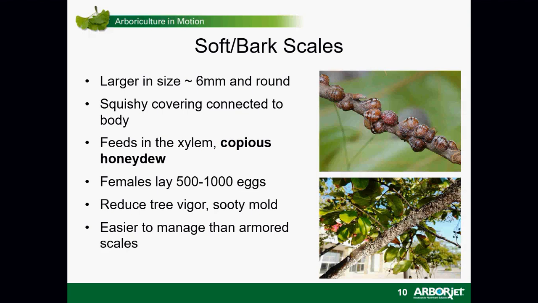situations. The female lays quite a large number of eggs, and they're capable of reducing the tree's vigor, not just as a result of their feeding, but because of the presence of sooty mold blocking photosynthesis of the leaves. This group is generally easier to manage compared to armored or hard scales.